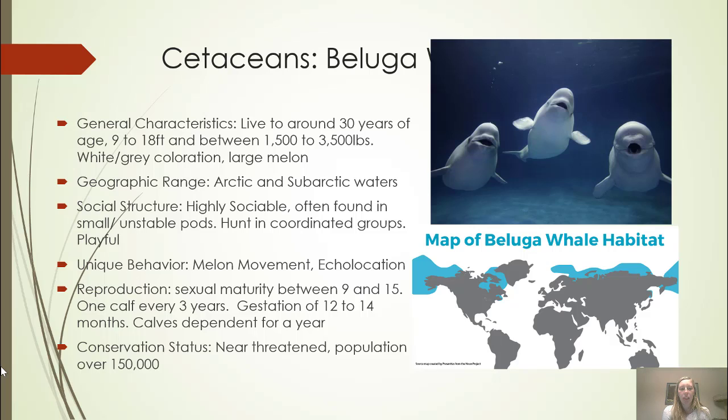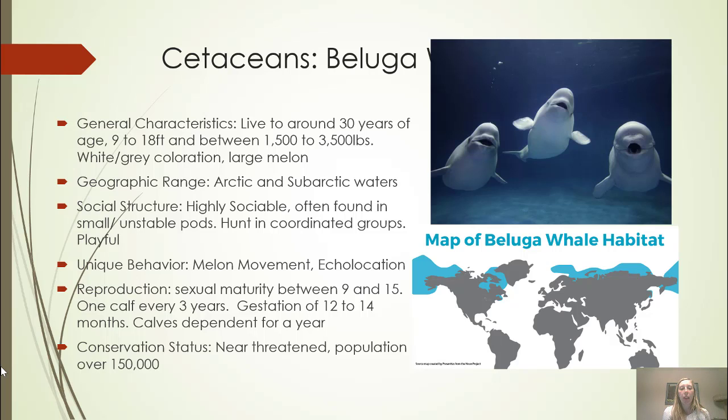They're highly sociable animals. They're found in small pods in the 10 to 15 unit range, and they're unstable pods. So some animals will have a set pod their entire lives. Belugas, while they do want to be around other belugas, they're more interchangeable. They might join several pods and switch throughout their lifetime. They hunt in very coordinated groups, and then they're very playful. They often blow bubble rings in the water just to kind of entertain themselves.